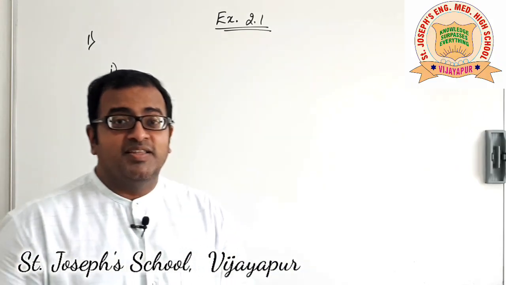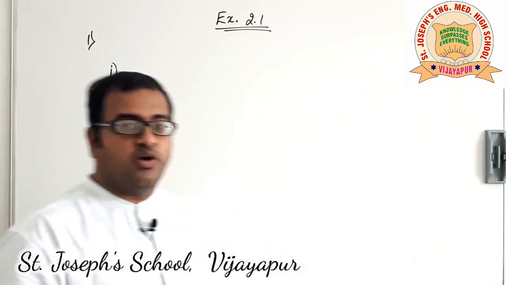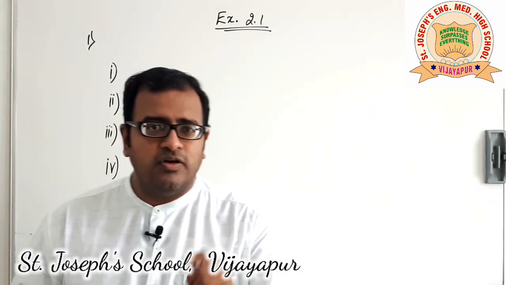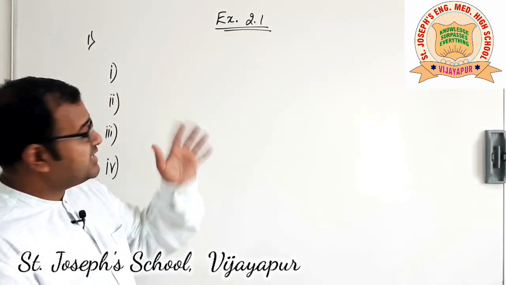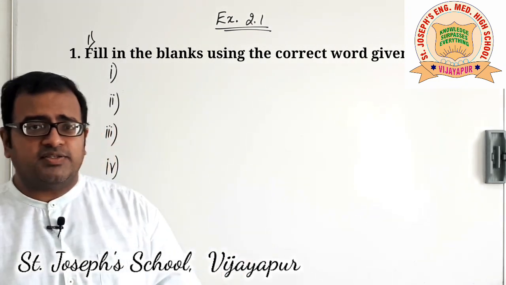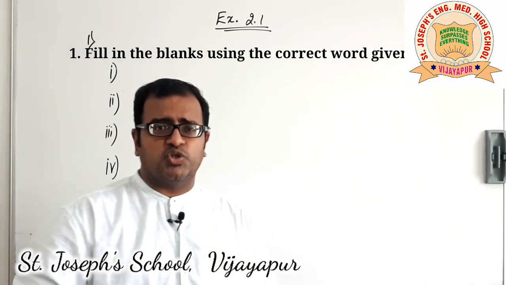Hi everyone, this is a video regarding the solutions of exercise 2.1, that is the chapter on similarity of triangles. Now, first question goes like this: fill in the blanks with the correct choice from the brackets. There are two choices given in the brackets, you have to choose one of them.